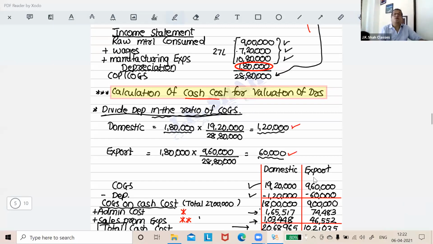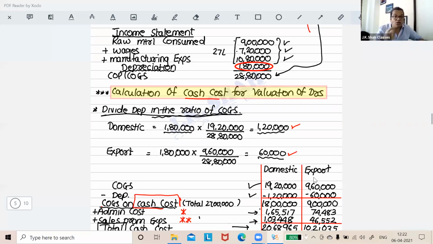Okay. So what does it mean, guys? From the COGS of 19 lakh 20,000 in domestic, 120 is depreciation. In this COGS of export of 9 lakh 60,000, 60 is depreciation. So this is COGS on cash cost. And if you total this up now, this obviously will be 27 lakh. So what I have done, I have bifurcated the 27 lakh into domestic and export.